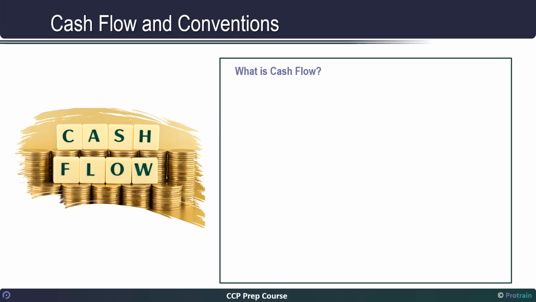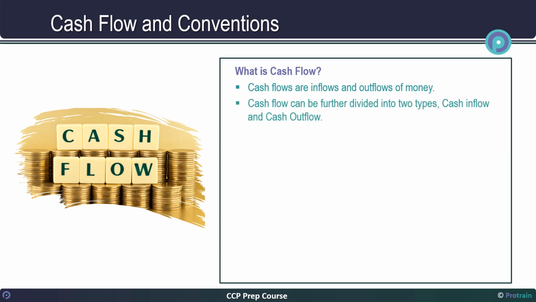What is cash flow? As name suggests, cash flow is nothing but flow of money. When we say flow of money, this can be for any business, commercial establishment, non-profit, or an individual. In other words, cash flows are inflows and outflows of money. Cash flow can be further divided into 2 types. First, cash inflow, where money comes in, and cash outflow where money goes out. We will discuss this in more detail in next slides. Before that, let us quickly learn some important points on cash flow.